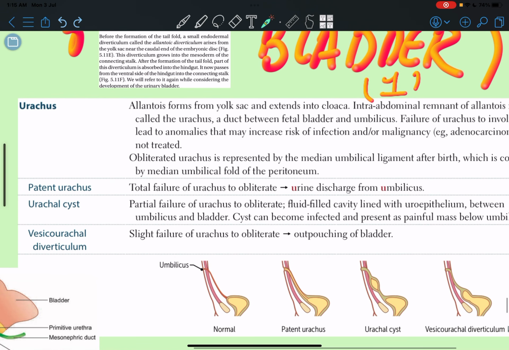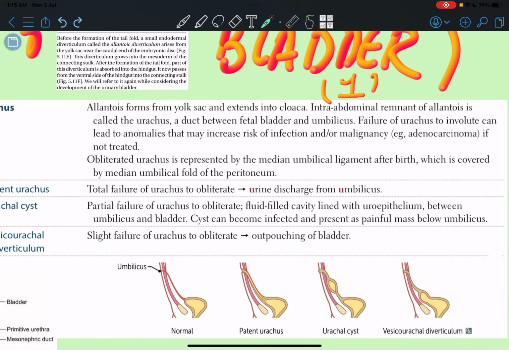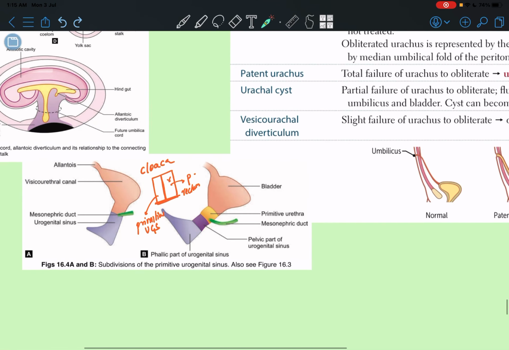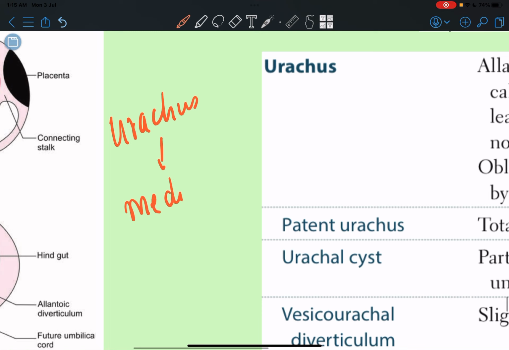So now talking about urachus. This we already discussed. Allantois forms from the yolk sac, extends to the cloaca, and the remnant is called the urachus, between the fetal bladder and the umbilicus, right? So failure of the urachus to involute can lead to anomalies, infection, and adenocarcinomas if not treated. So what exactly is the remnant of the urachus? It is the median umbilical ligament.